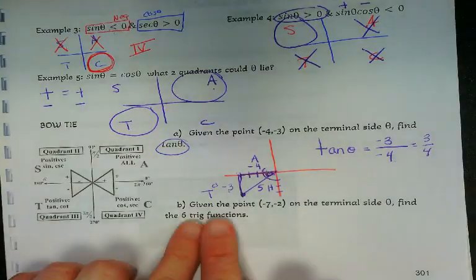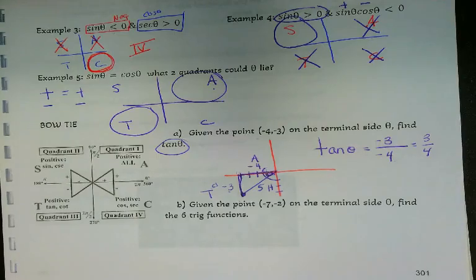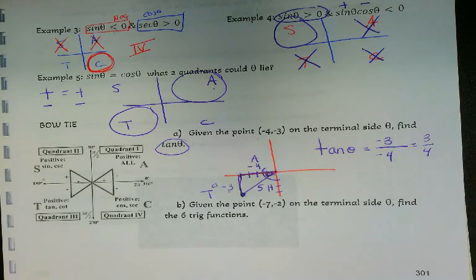All right, I want you to try the next diagram. So you're going to make your axes, plot your point, -7, -2, and make it into a nice right triangle. Which quadrant did we end up in? 3 again, okay? Get your missing side.